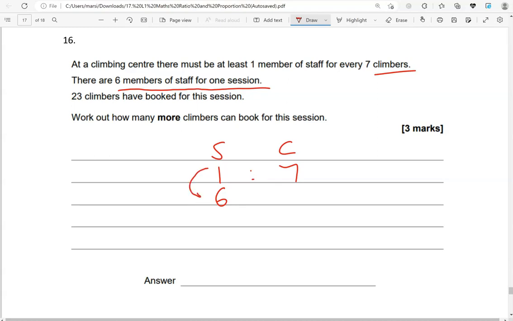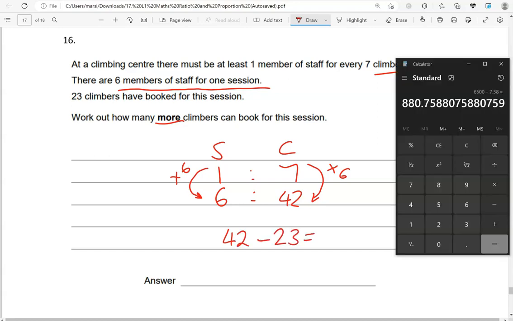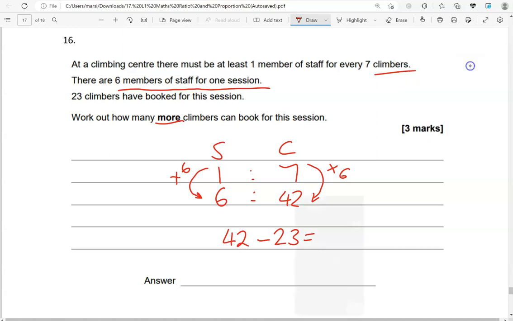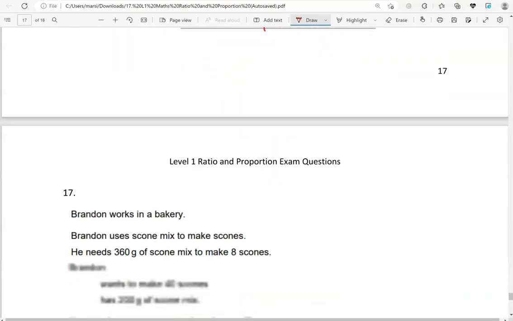So to get from 1 to 6, we multiply by 6. So we need to do the same here. 7 times 6 is 42. So 42 is the maximum number of climbers that can book this session. And 23 of them have booked already. So the question is, how many more climbers can book? So 42 take away 23 gives us 19. So 19 more climbers can book the session.